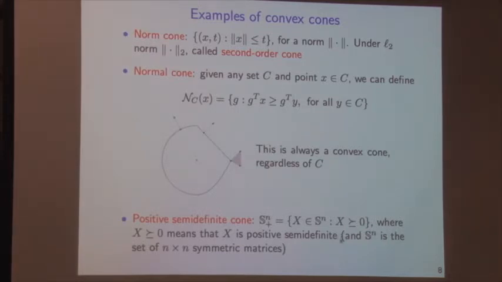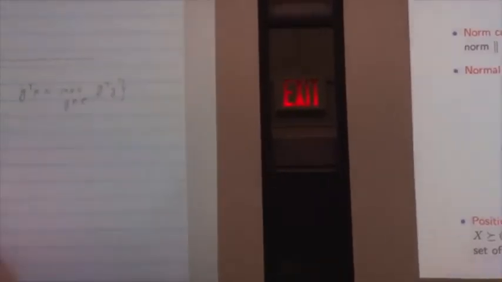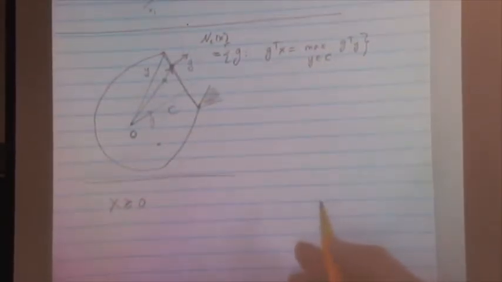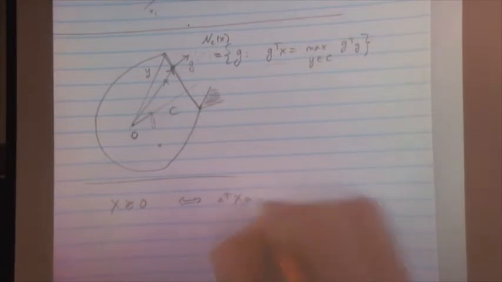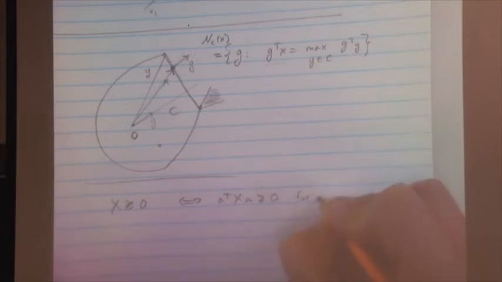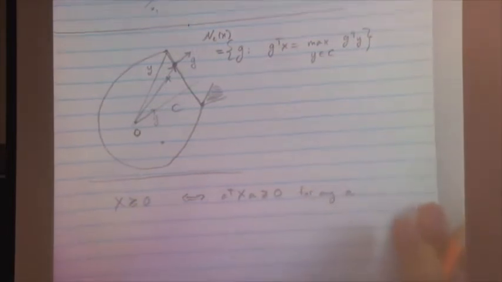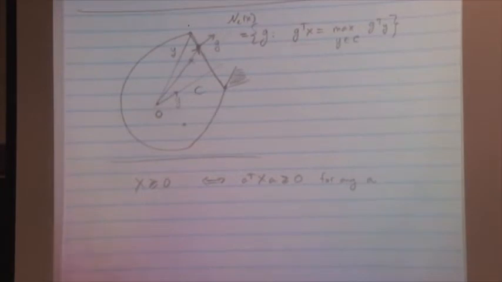So what does positive semi-definite mean? Just to remind you, X is positive semi-definite, which we write with this curly greater-than-or-equal-to 0, means that a transpose X a is non-negative for any a. It also means that the smallest eigenvalue of X is non-negative, bigger than or equal to 0. If that is rusty, then go look up some of your linear algebra notes.